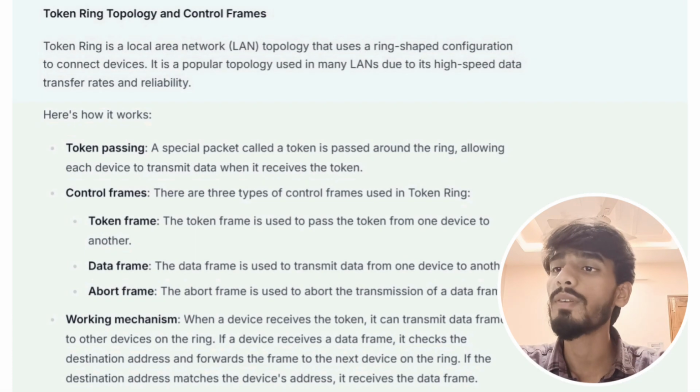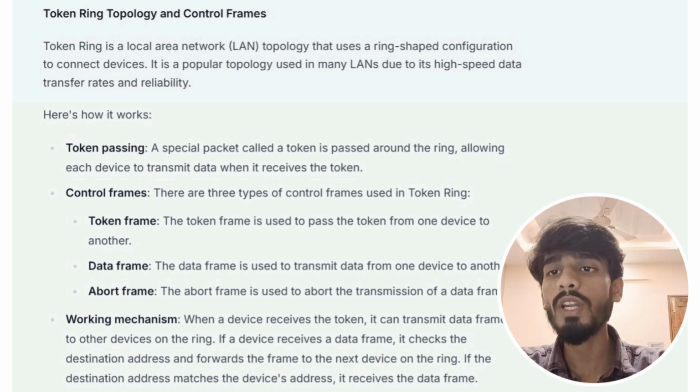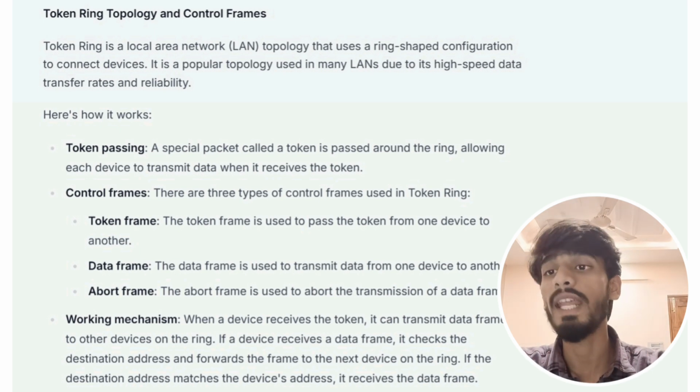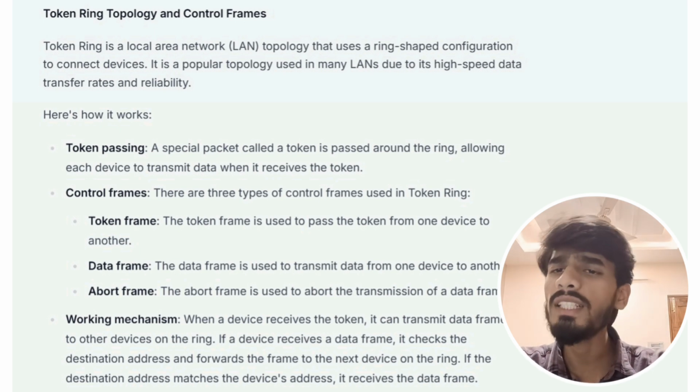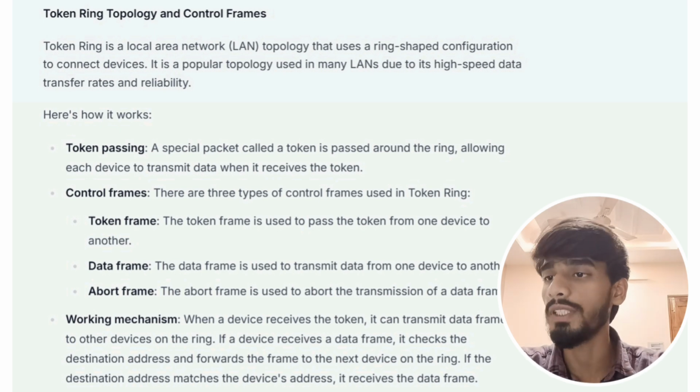Next, let us see the working mechanism of token ring topology along with its control frames. Token ring is a local area network, LAN, topology that uses a ring-shaped configuration to connect devices. It is a popular topology used in many LANs due to its high speed, data transfer rates and reliability.